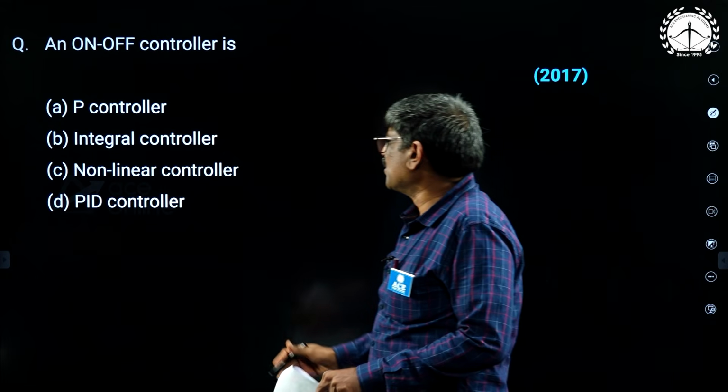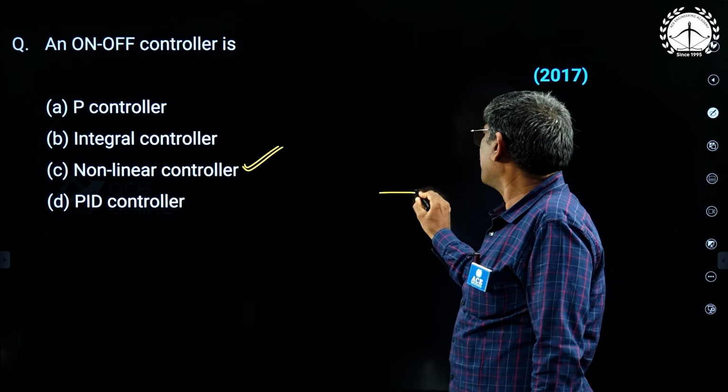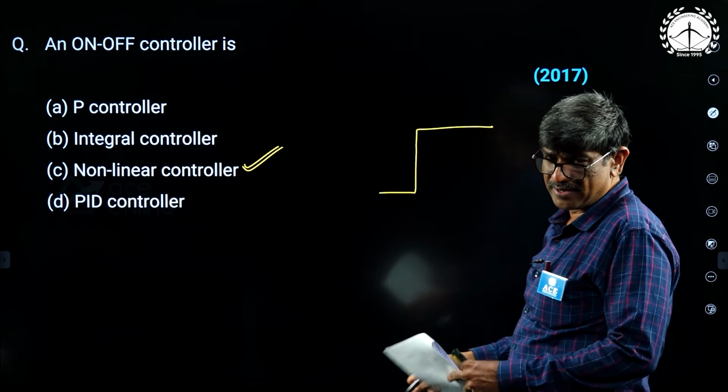On and off controller is a non-linear controller. On and off controller means it is non-linear.